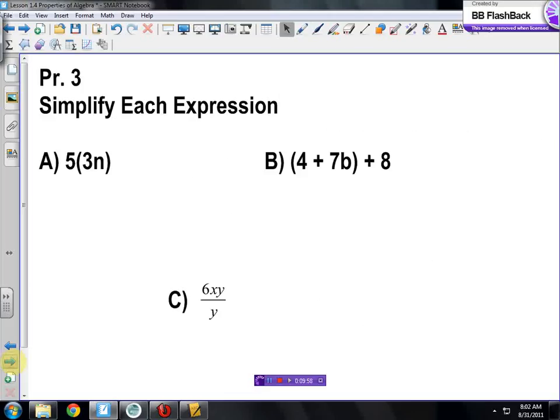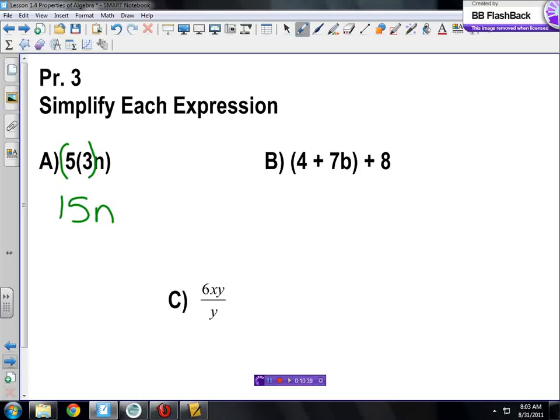Now, on these ones, we're going to simplify each expression. Simplify each one. So let's start with A. What's the operation happening on A? Yeah, multiplying, right? We're going to multiply them all. Does it matter which order you multiply in? No, so could I multiply the numbers together? Yeah, what's 5 times 3? 15. Okay. What property says order doesn't matter? Associative.